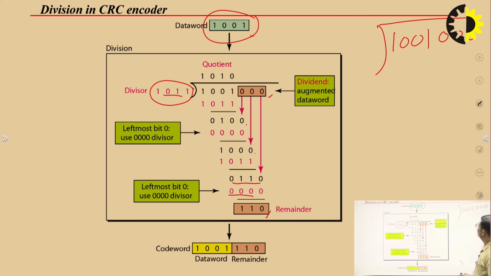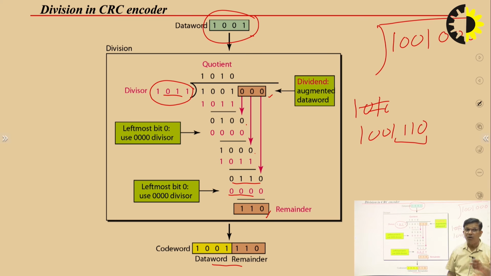So what we have to do, along with this data 1001, we have to put the redundant bits here, 110, in this way, data word and the remainder. So this is the code word. Understand, this is the data word which we have to send from this side to this side, and after applying the CRC method, the remainder has been added as redundant bits along with the data. It is called the code word.